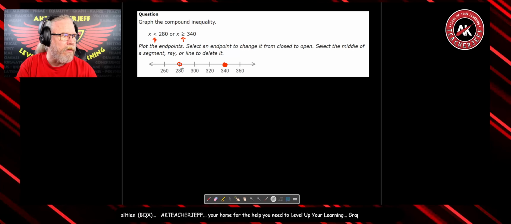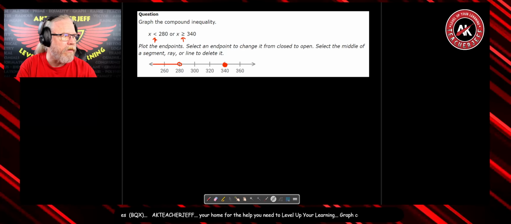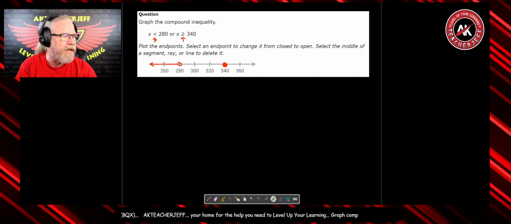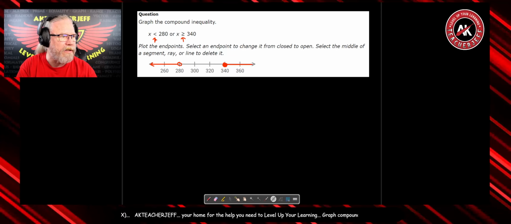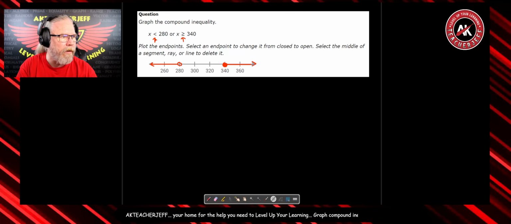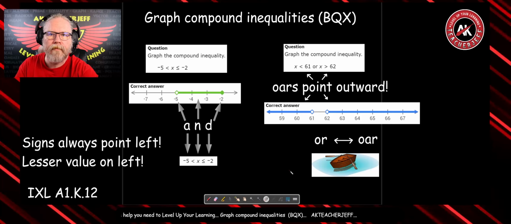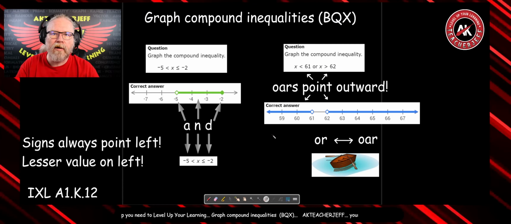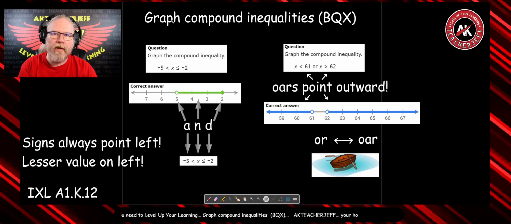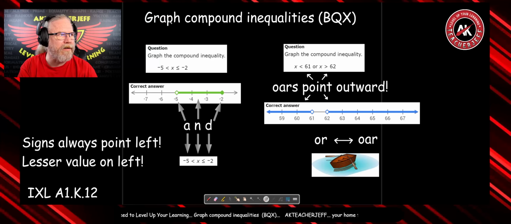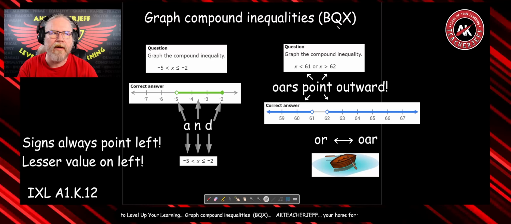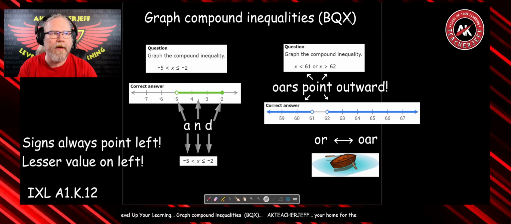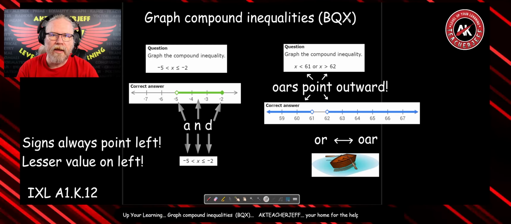So we're going to go ahead and close that one there and include the point 340. And we know this is an OR situation, so just like the oars of the boat are going to face outward, indeed, we're going to face our oars going outward. So those are all of my examples for the activity titled Graph Compound Inequalities with the 3-character code Bravo, Quebec, X-ray. Good luck with your activity.